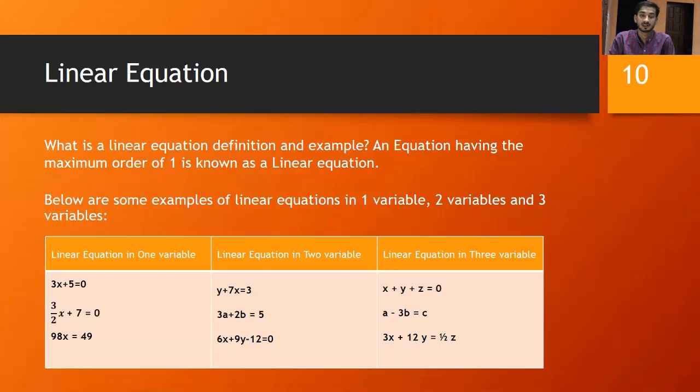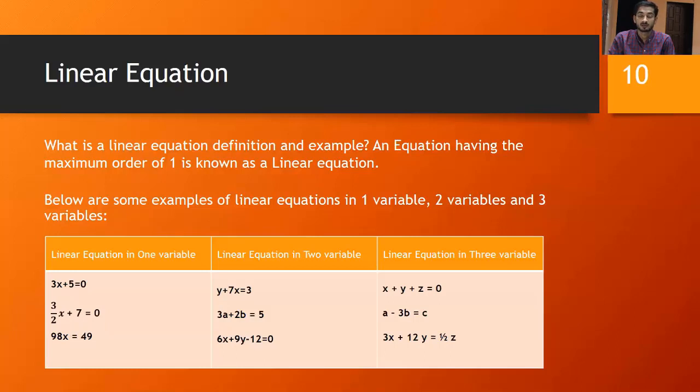Similarly, we have linear equations in two variables. The first equation is y + 7x = 3. In these equations, x and y are the two variables. Equation number 2, 3a + 2b = 5. In this equation, a and b are the variables. Similarly, 6x + 9y - 12 = 0. x and y are the two variables.